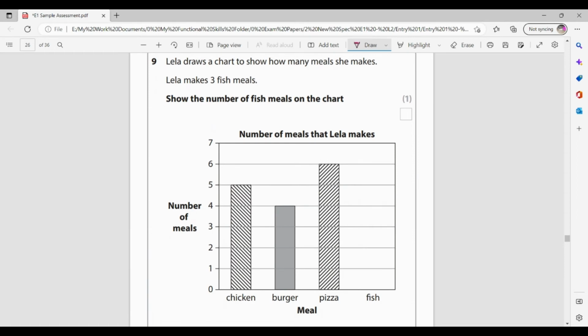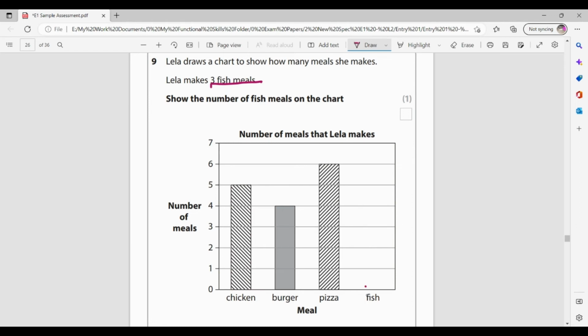Okay, question 9. Leela draws a chart to show how many meals she makes. Leela makes 3 fish meals. Show the number of fish meals on the chart. So I've already got chicken, burger and pizza, and I need to add fish.